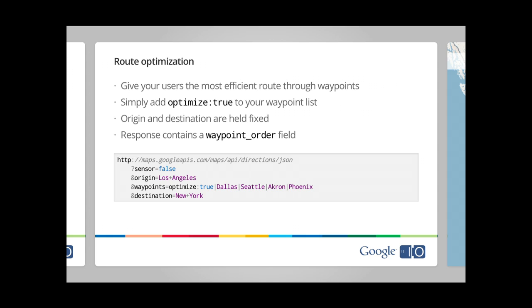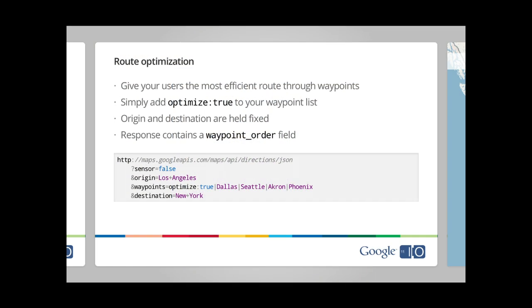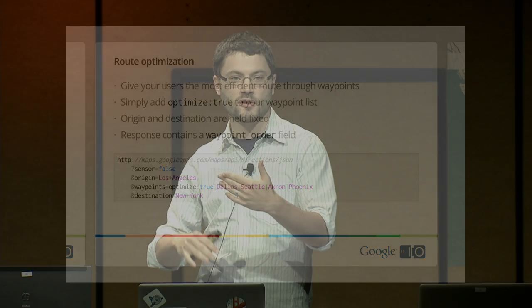As with all of the things I've mentioned so far, it's very easy to use. You just say optimize true. We hold the origin and destination fixed because we assume that's where the user wants to start and wind up. And we do the magic for you. We'll give back the right directions based on the optimum order. And if your application needs to know how they were reordered for some reason, we return a field called waypoint order that tells you that.